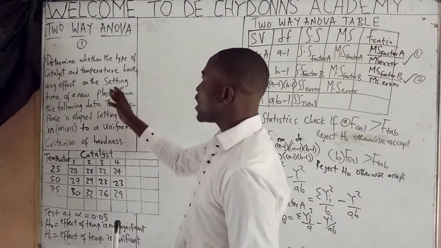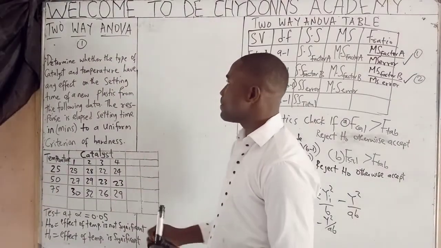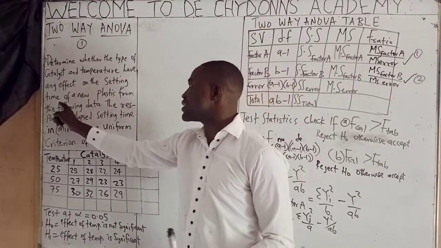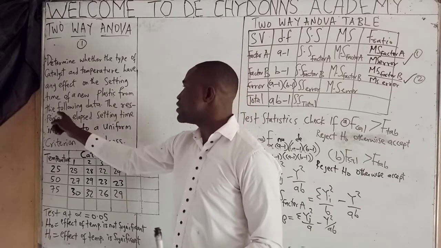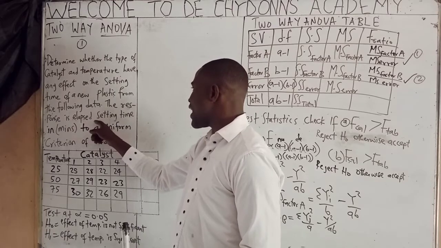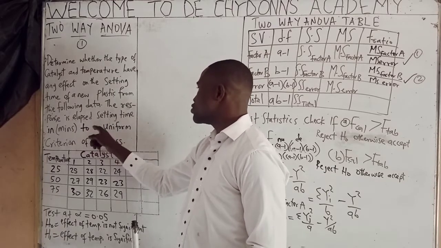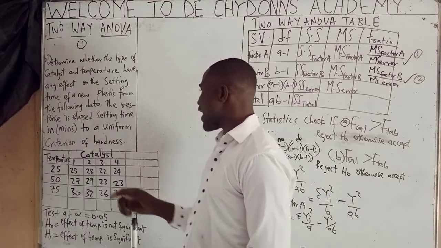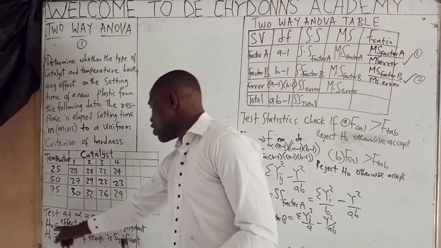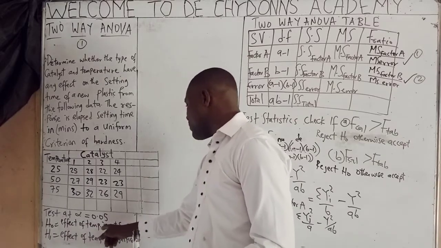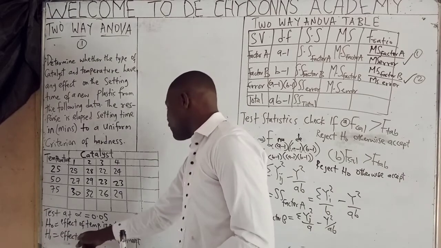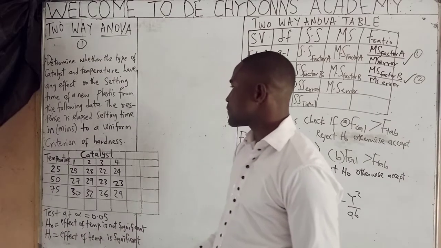Now, look at the question we have to solve on two-way ANOVA. They say determine whether the type of catalyst and temperature have any effect on the setting time of a new plastic from the following data. The response is elapsed setting time in minutes to a uniform criterion of hardness. They say test at alpha equal to 0.05. Note that the null hypothesis is that the effect of temperature is not significant. The alternative hypothesis is that the effect of temperature is significant.